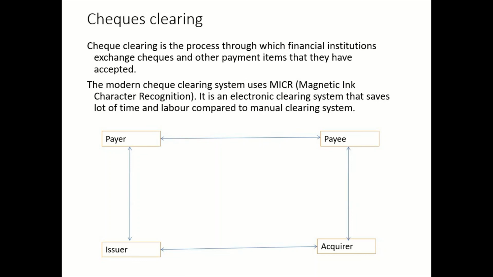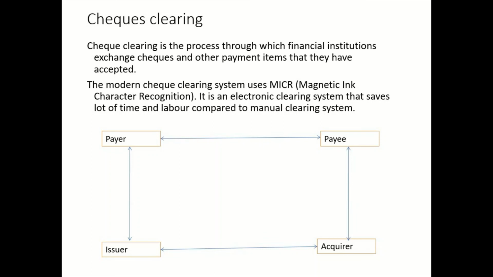Next topic is check clearing. Check clearing is the process through which financial institutions exchange checks and other payment items that they have accepted. The check clearance is a procedure where a bank receives the check from the payee, sends it to the paying bank, and receives the equivalent reserve mentioned in the check and pays the amount to the payee.